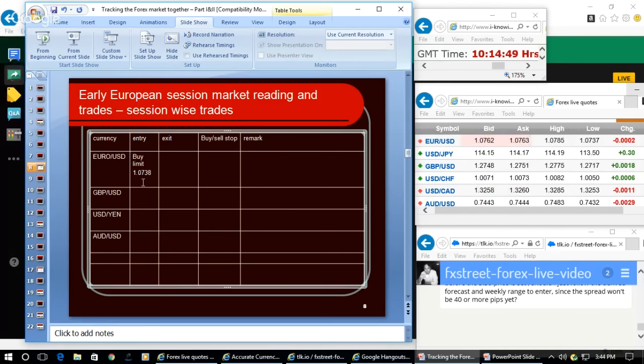1.0738. Then an exit order near the high, and we will keep the sell stop order 30 pips below.